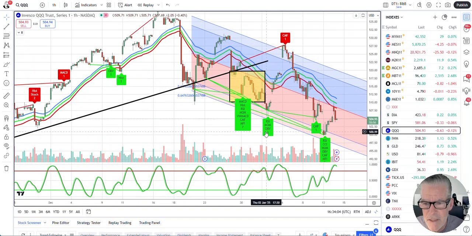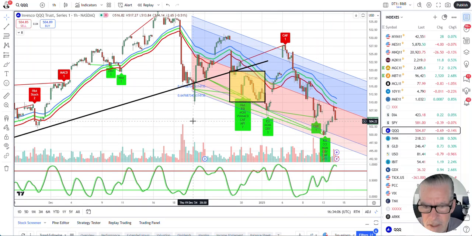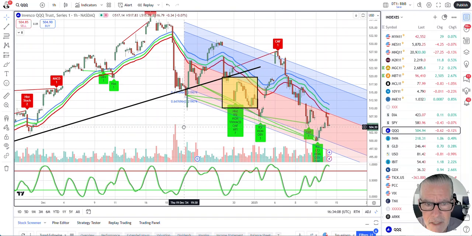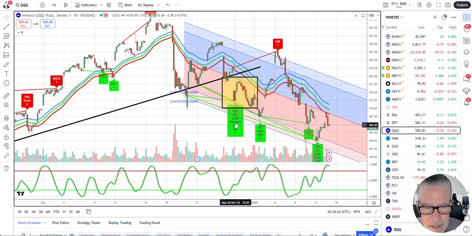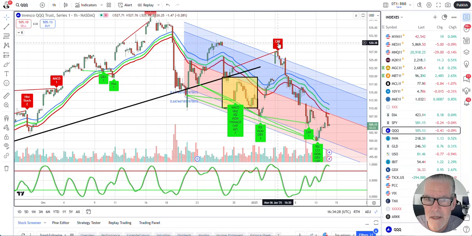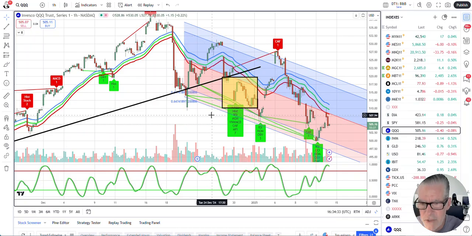So I'm not going to explain the linear regression channel on this. I'll wait till we get over to the daily chart. But here's what I have on the hourly chart. I've got a proprietary indicator that is actually free in TradingView. It's called a divergence for many indicators. If you go to indicators and you type that in the search bar, you're going to find it. And it gives me these green buy signals, red sell signals based on divergence between price and momentum indicators.